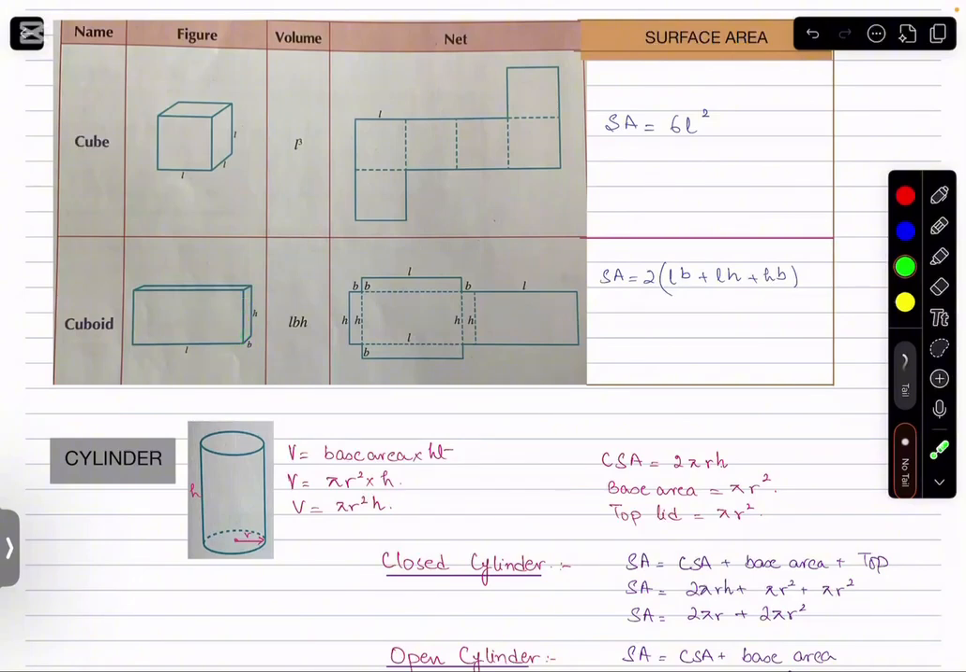So these are the 3 faces that I have: length times height, breadth times height, and then length times breadth. And every face is present on the opposite side. That is the reason that I have multiplied all these areas by 2, which represents the 2 faces on both sides, front and back. And this is what the net is going to be for a cuboid.